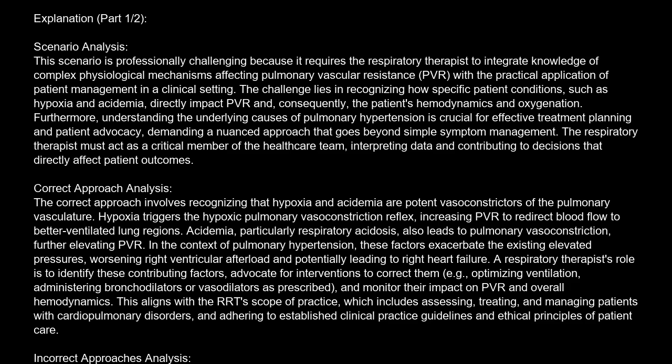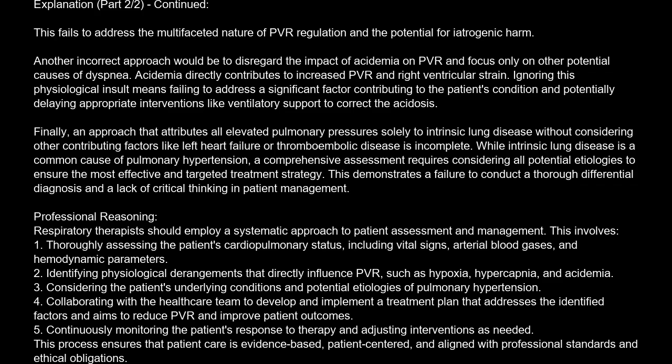An incorrect approach is an approach that focuses solely on administering oxygen without considering the potential for worsening PVR in certain conditions, e.g., chronic lung disease with established pulmonary hypertension. While oxygen is vital, excessive or inappropriate oxygen therapy can sometimes have unintended consequences on pulmonary hemodynamics, especially in the presence of underlying pulmonary vascular disease. This fails to address the multifaceted nature of PVR regulation and the potential for iatrogenic harm.